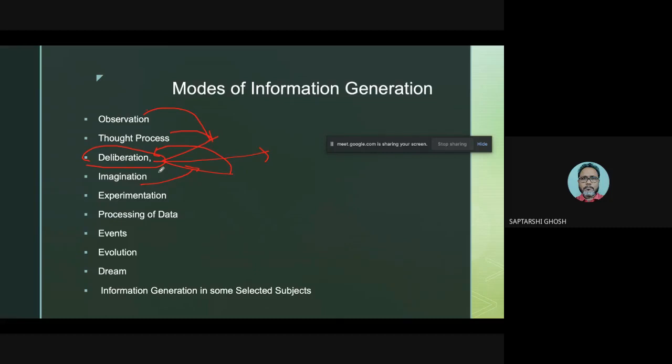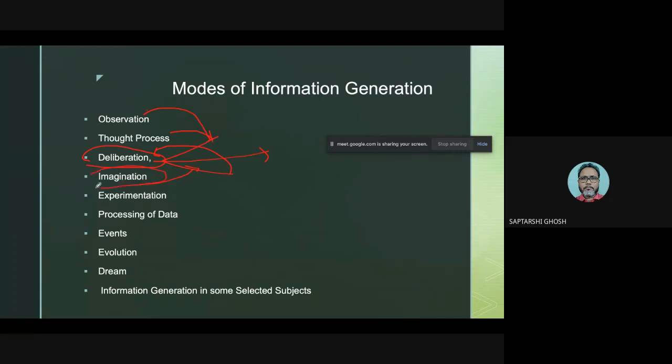Each and every time you are taking some liberty to make an analogy with the object and trying to relate two or more ideas together. So by deliberation, the oral lectures, these are one mode of information generation.